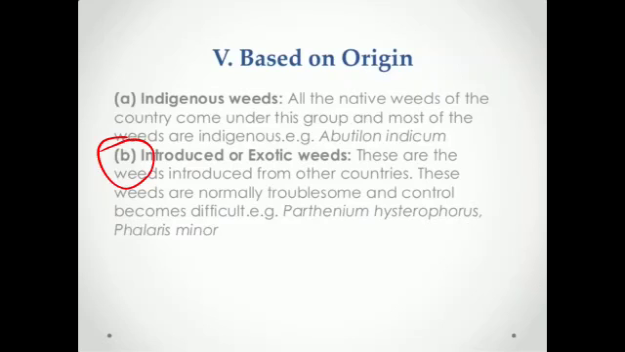Then the next one is introduced or exotic weeds. These are the weeds introduced from other countries. These weeds are normally troublesome and control becomes difficult. Many weeds move from their place of origin by seeds or other parts to a new area and establish there, becoming introduced weeds. The introduced weed is also known as alien weed or anthropophytes. So indigenous weed is called apophytes and introduced weed is called anthropophytes. An example is Parthenium hysterophorus, which came to India from the USA, and Lantana camara came from Sri Lanka by birds.